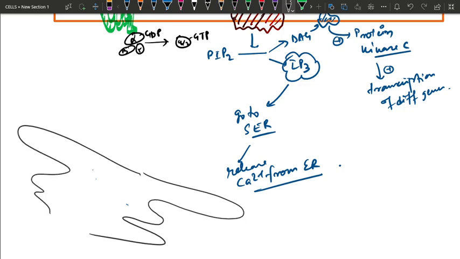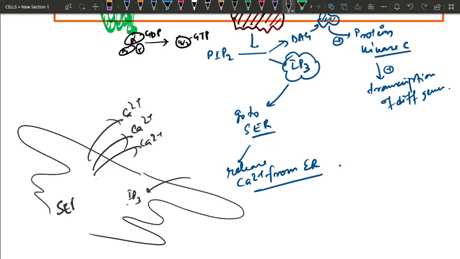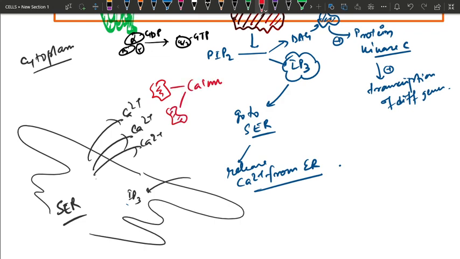So when IP3 goes over here, as a result of that, calcium 2 plus is released in the cytoplasm. This is the ER, and this is actually the cytoplasm, right? So now in the cytoplasm there are different proteins known as the calmodulin proteins. They actually bind with the calcium, and calcium is important for many kinds of functions, right?